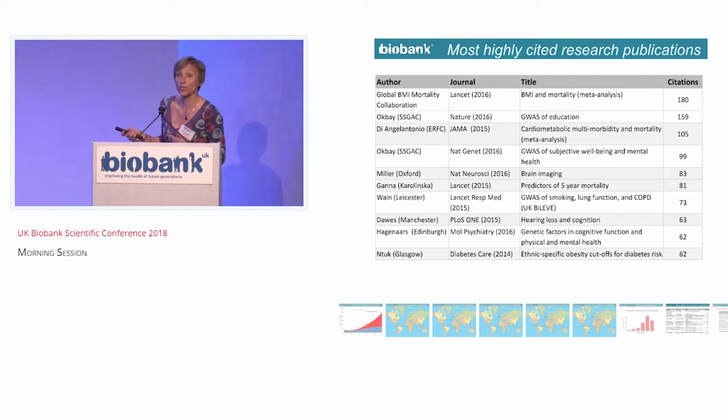And that's been of high interest to other researchers in the field. And also other analyses. So, for example, looking at the relationship between hearing loss and cognition has been published by a group in Manchester, has been of high interest to others, as has other research specifically looking at different obesity cutoffs for diabetes among different ethnic groups. So it really does show you that UK Biobank is being used for a broad range of research purposes that are of high interest to the research community.